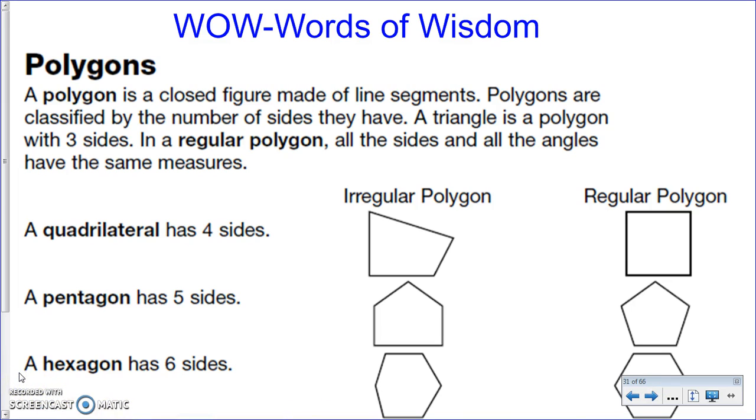Polygons. A polygon is a closed figure made of line segments. Polygons are classified by the number of sides they have. A triangle is a polygon with three sides. In a regular polygon, all sides and all the angles have the same measures.